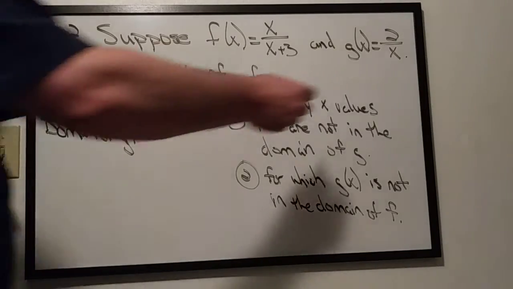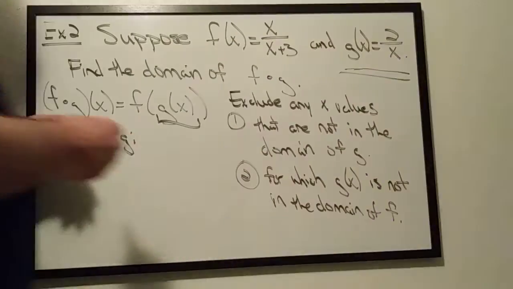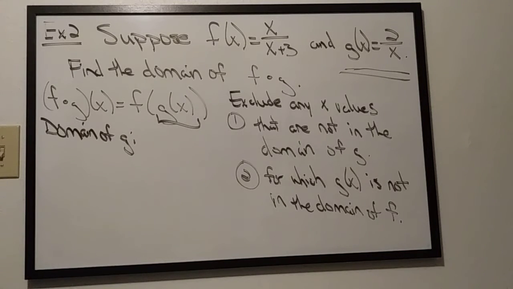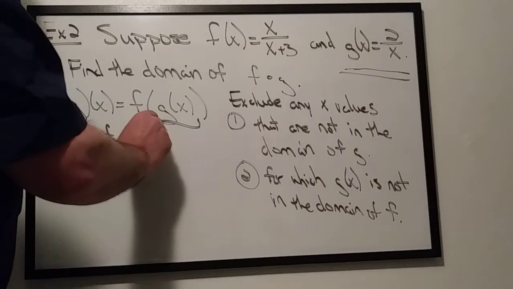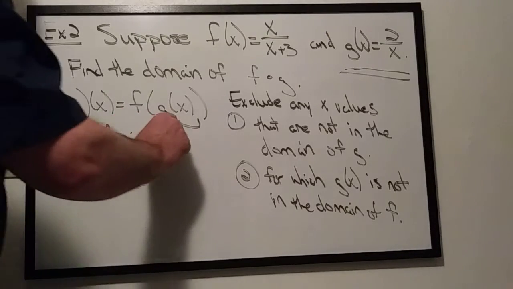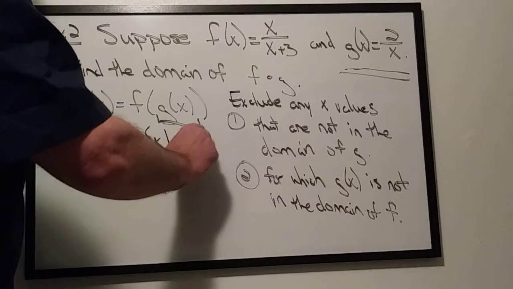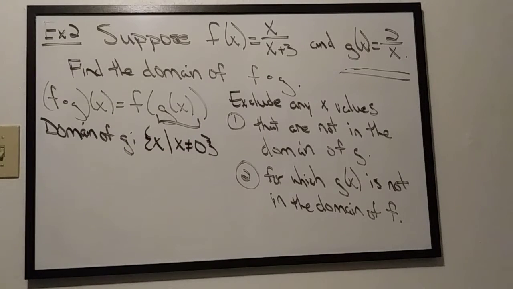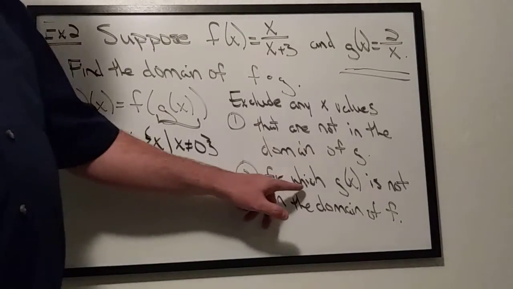So I'm going to come to my function g over here. Well, as you look at g, no square roots, so I don't have to worry about those, but it does involve division, and it involves division where we have an x in the denominator. So there is one x value that we cannot use for that function g, the x value of 0. So my domain then is everybody else. I'm going to choose to write this in set builder notation. The domain of g then is going to be the set of all x values such that x is not equal to 0.